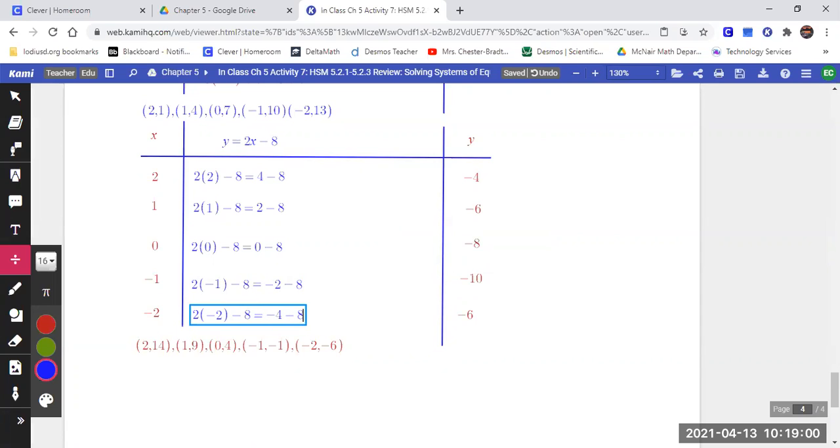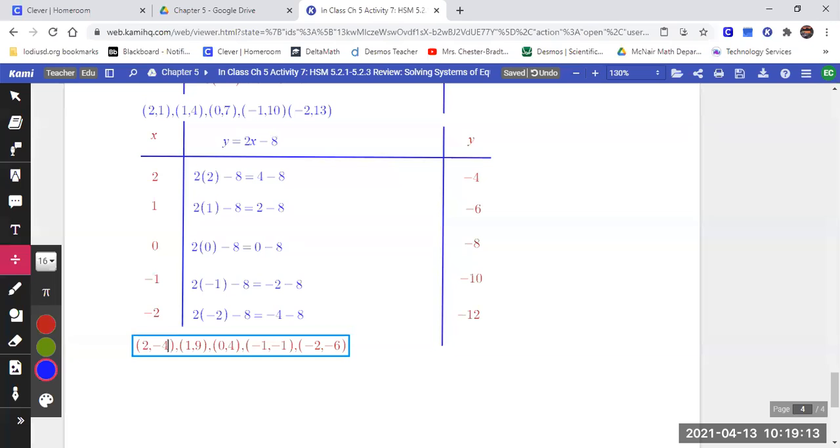-4 minus 8, same sign, add them up, keep the sign. What are we going to get? -12. And then I'm going to go fix my list to show the same numbers. That was a -4. This one said -6. This one said -8. And this makes sense because the number in front of the x says +2. So each time the x goes up, the y is going up by 2.